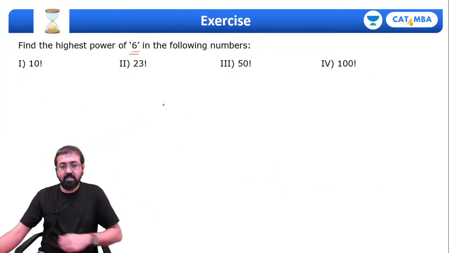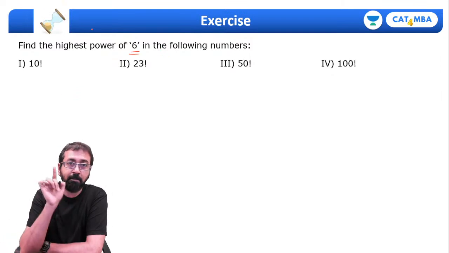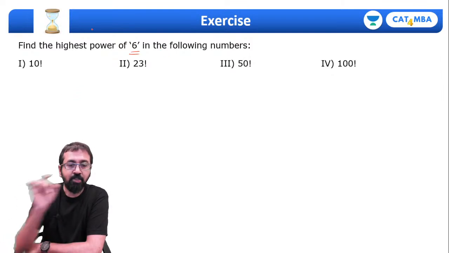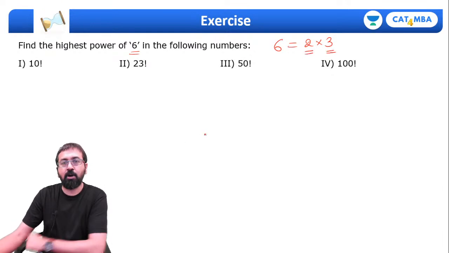So guys, now once again coming back to this one, find the highest power of 6 in the following number. We can't directly divide by 6 because 6 is not a prime number, it's a composite number. So what we need to understand is, do the prime factorization of 6. What is that? 2 into 3. So we need to find out power of 2 and then we need to find out power of 3.